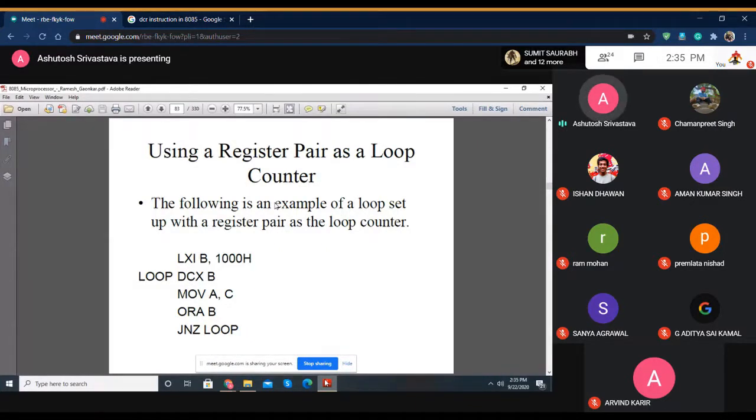So please note down using a register pair as a loop counter. Here, now you see, we are talking beyond 255 loops. So please note down, first of all, note down this program, all of you.